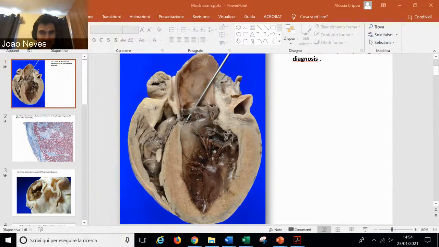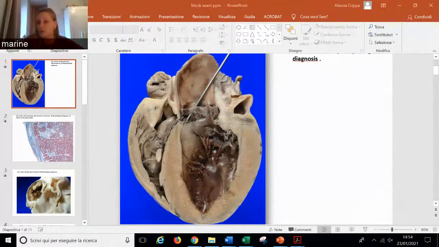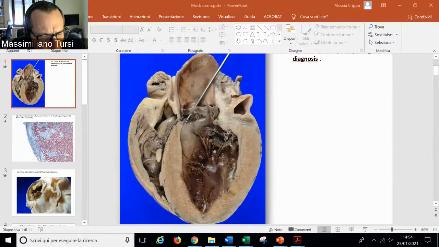Okay, and what about Marine? What is your experience, Marine? For me, I was thinking of an aortic stenosis with dilatation of the aorta, and I don't see the erosive lesion of the aortic valve. Okay, now is it clear? Yes, it's most clear. Thank you.